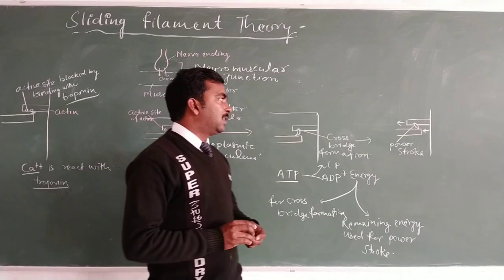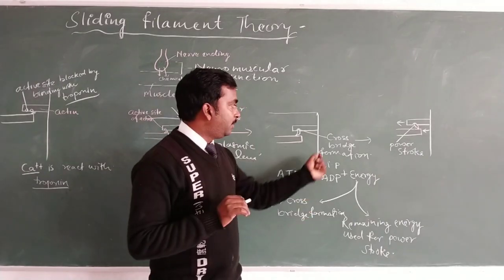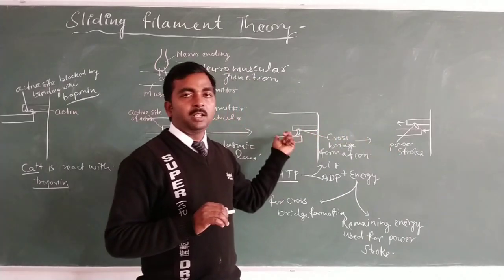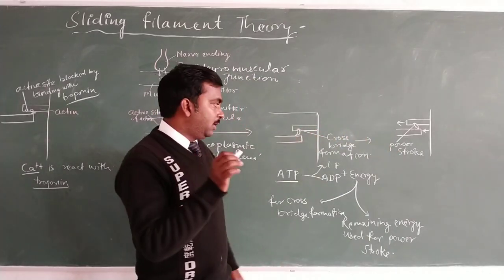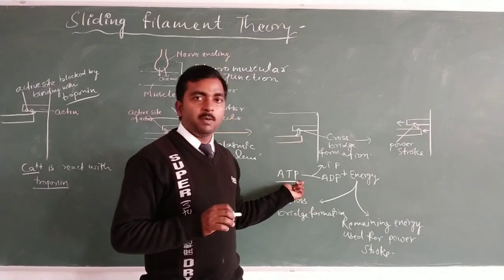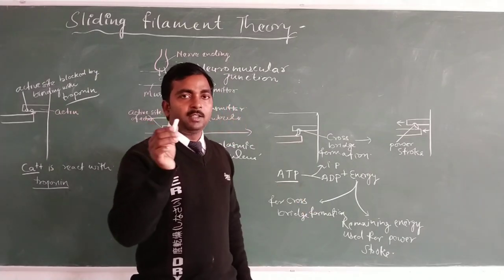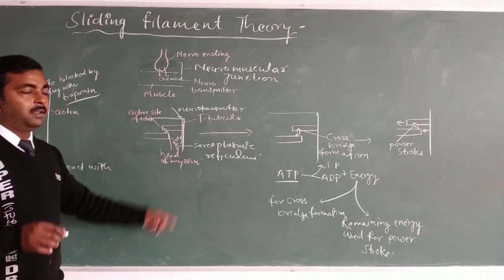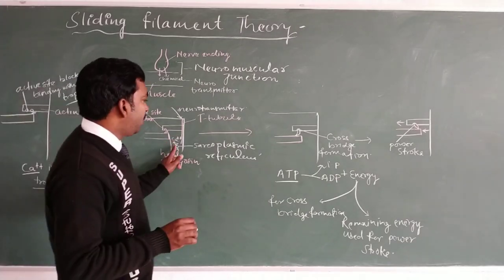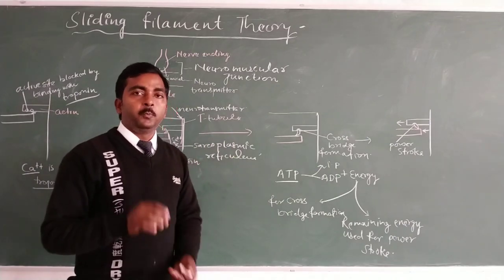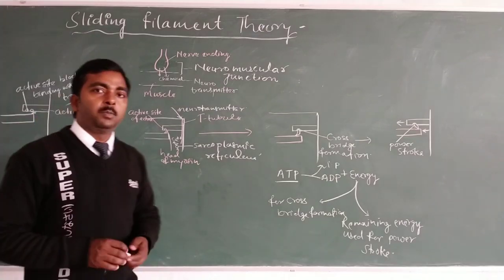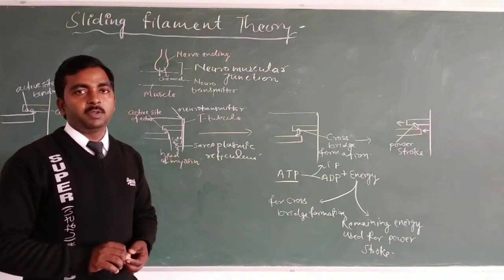So the contraction process is the result of making of cross bridge and power stroke by actin and myosin filament with the expenditure of energy in the form of ATP. And this whole process is initiated with the help of calcium ion, and that calcium ion is released from the sarcoplasmic reticulum, which binds with the troponin and tropomyosin, which block the active site of actin filament.